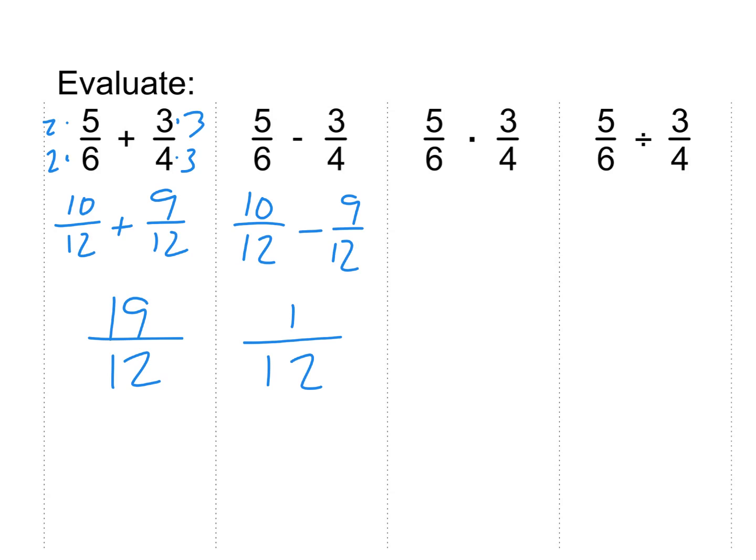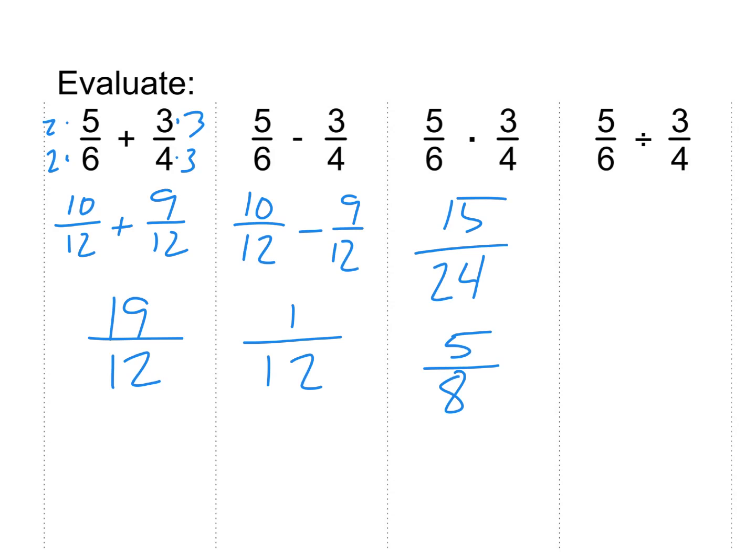So on the top, I'm going to do 5 times 3, which gives me 15. On the bottom, I do 6 times 4, which gives me 24. But I'm not done. Because you notice this one can actually reduce. And if we can reduce, we need to reduce. So what can I divide both 15 and 24 by? 3. So we do that. So 15 divided by 3 is 5. 24 divided by 3 is 8. Final answer is 5/8.